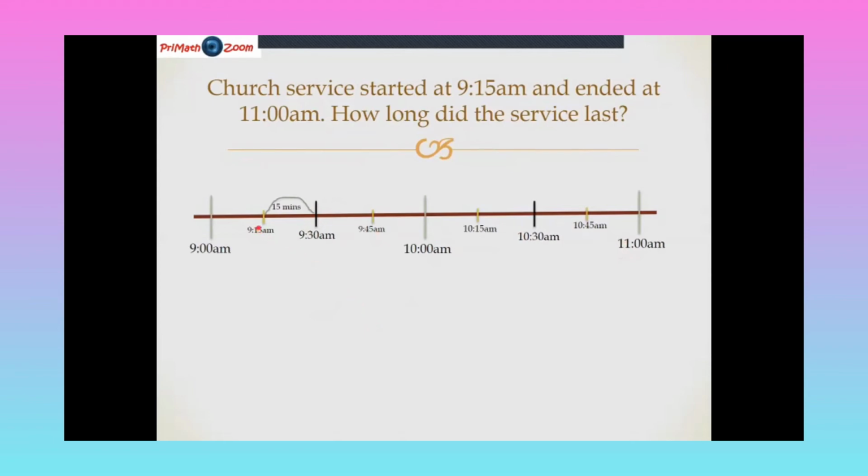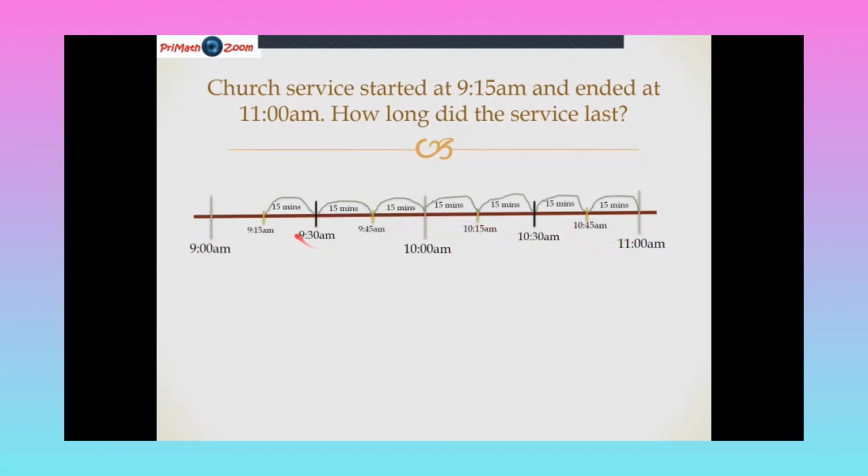Between 9:15, because it's the early time, we're starting at 9:15 to 9:30 a.m. There are 15 minutes. And then 9:30 a.m. to 9:45 a.m., 15 more minutes. And 15 more minutes from 9:45 a.m. to 10 a.m. 15 more minutes from 10 a.m. to 10:15 a.m. 15 more minutes from 10:15 to 10:30 a.m. 15 more minutes from 10:30 a.m. to 10:45 a.m. and 15 more minutes from 10:45 a.m. to 11 a.m. Now we are at the late time, which is the end point of our number line.